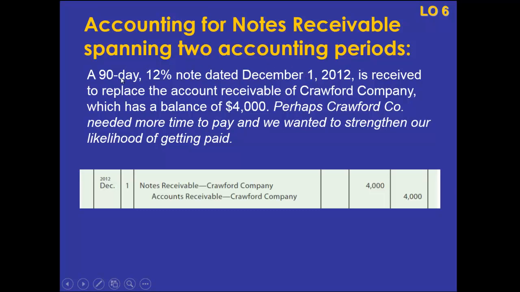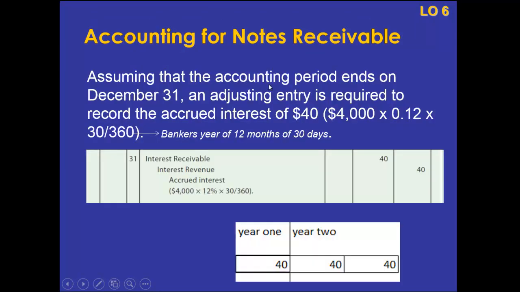So it's a 90-day note. 30 days is going to be in this year, and the remaining 60 days are going to be in the next year. So we're not going to get paid until the next year, but we've earned 30 days of interest in this year. So in 2012, we would have earned 30 days, and in 2013, we would have earned 60 days worth of interest. So let's take a look here.